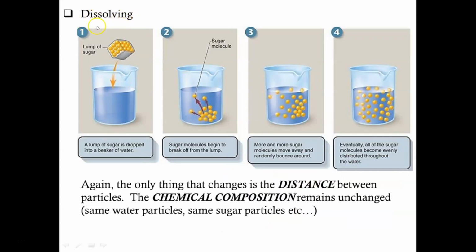When we dissolve a substance, so we dump a lump of sugar into water, the water molecules start to spread out the sugar. In the end, sugar tastes sweet. Sugar water also tastes sweet because the molecule structure has not changed. They are still sugar molecules, just surrounded by water molecules. The water remains as H2O, and the sugar stays as C12H22O11. So again, the only thing that changes here is the distance between the particles. The chemical composition remains unchanged. So dissolving is still a physical change.